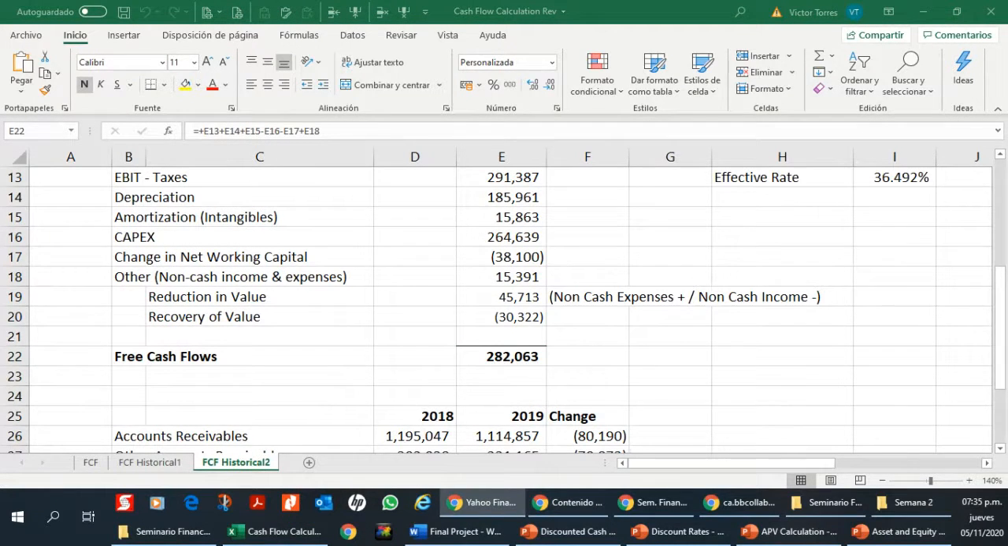Just to reiterate, free cash flow is the cash flow that you're going to consider for the whole company. That means all the stakeholders that should have a claim over the cash flows from the assets. So that's going to be the debt holders and the shareholders as part of the calculation.